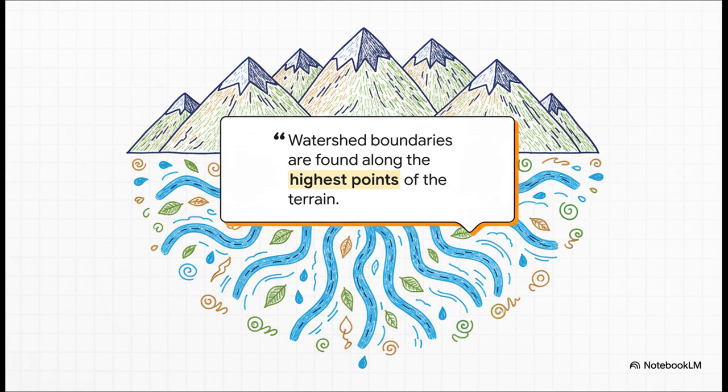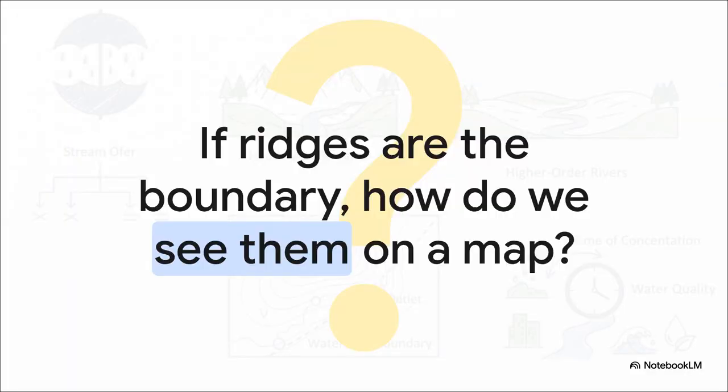Water always flows downhill, which means the boundary of any watershed, that line that separates it from its neighbor, is always going to be the line of highest elevation. We're talking about the ridges and peaks that literally divide the flow of water. Now, that makes perfect sense if you're standing on top of a mountain, but how do you see those high points on a flat piece of paper?